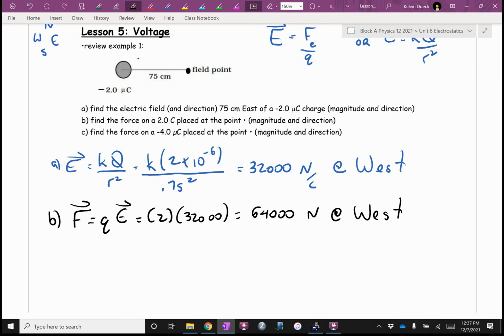One of the nice things, if you happen to know the electric field at a location, you got a nice shortcut for finding the force. In the same way, if you know the gravitational field at a location, you got a nice shortcut for finding gravitational force, mg.